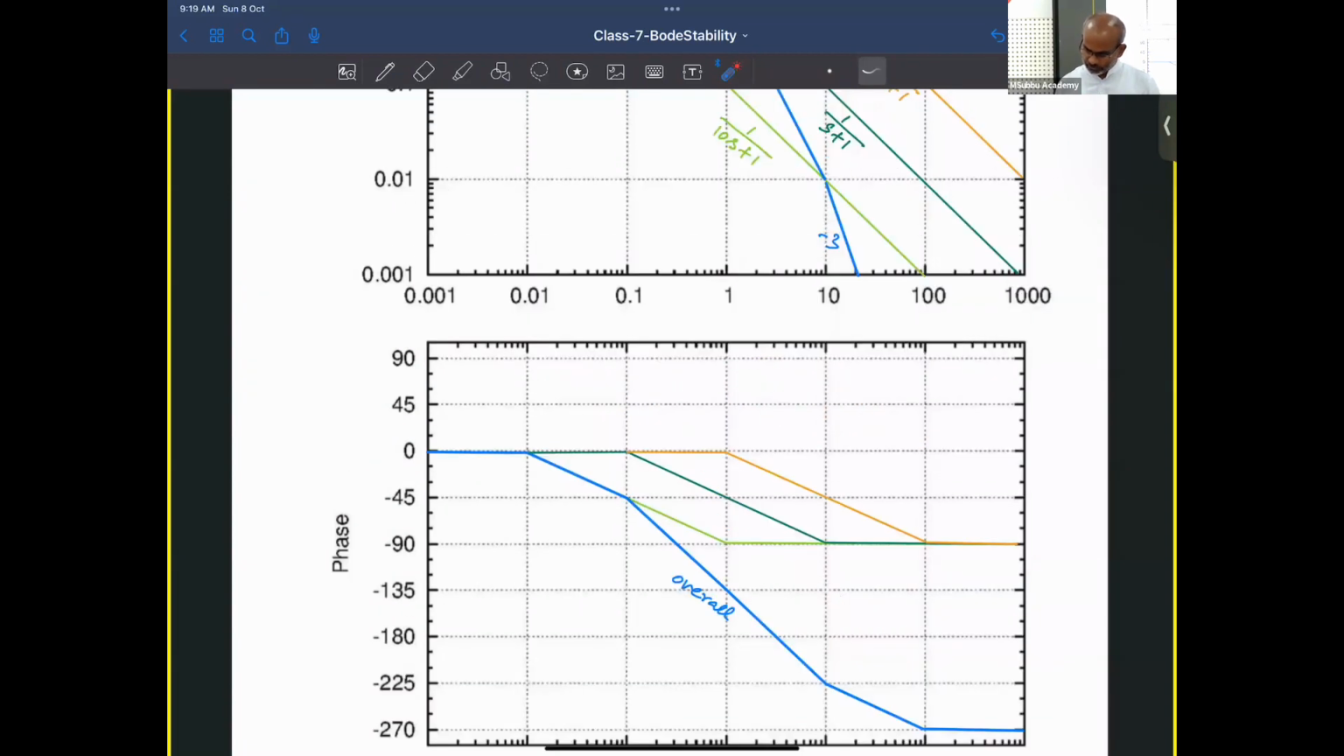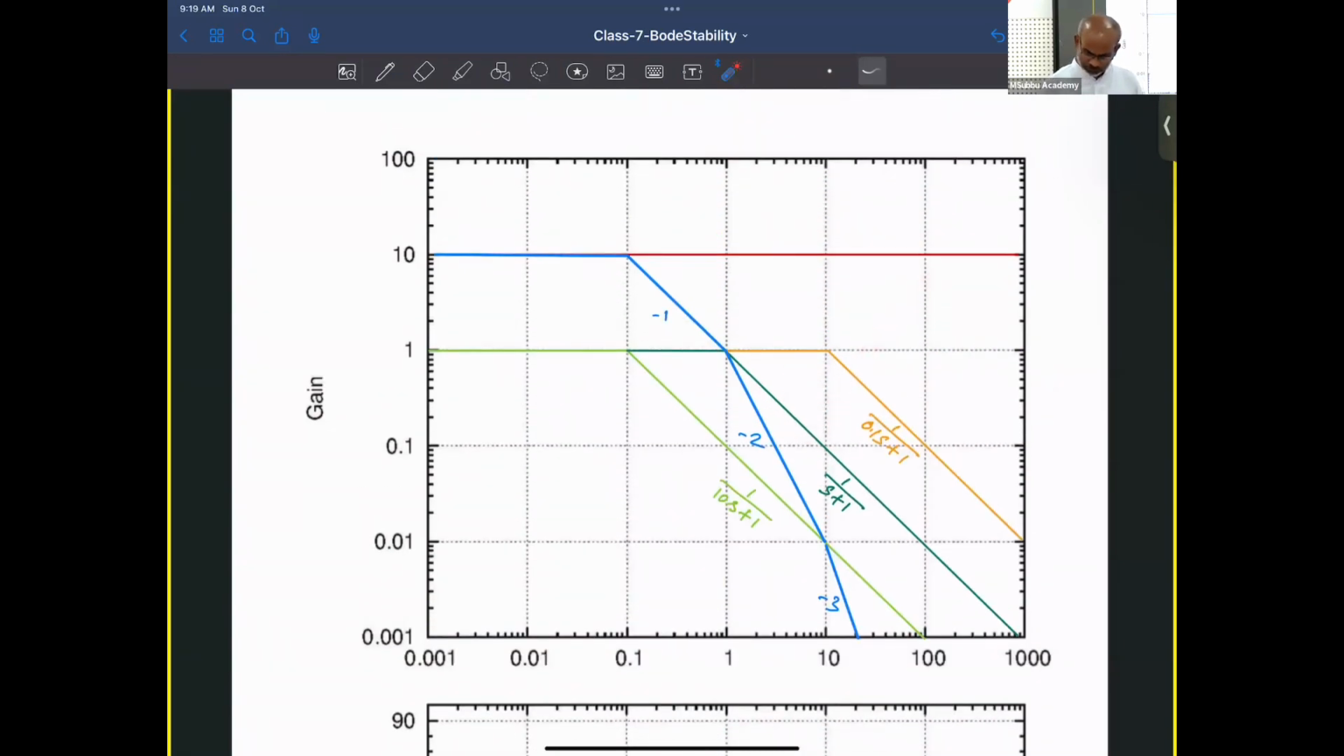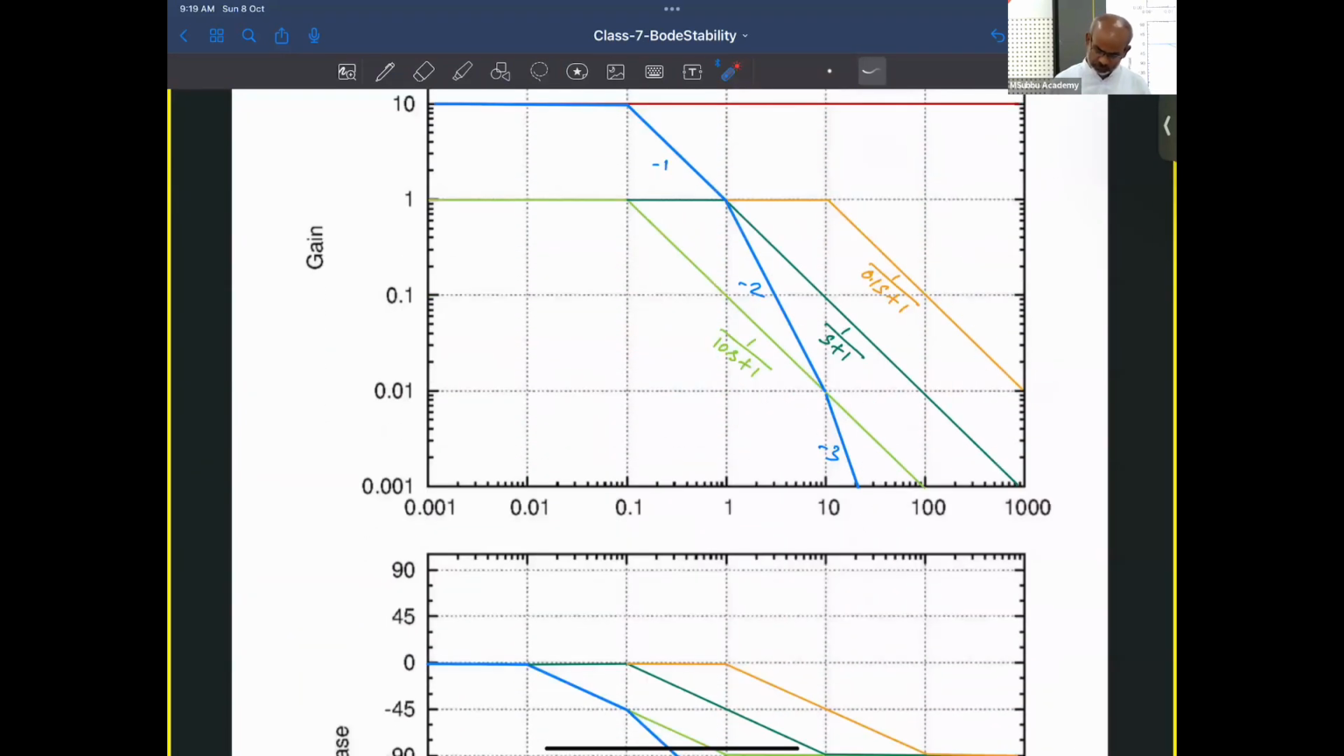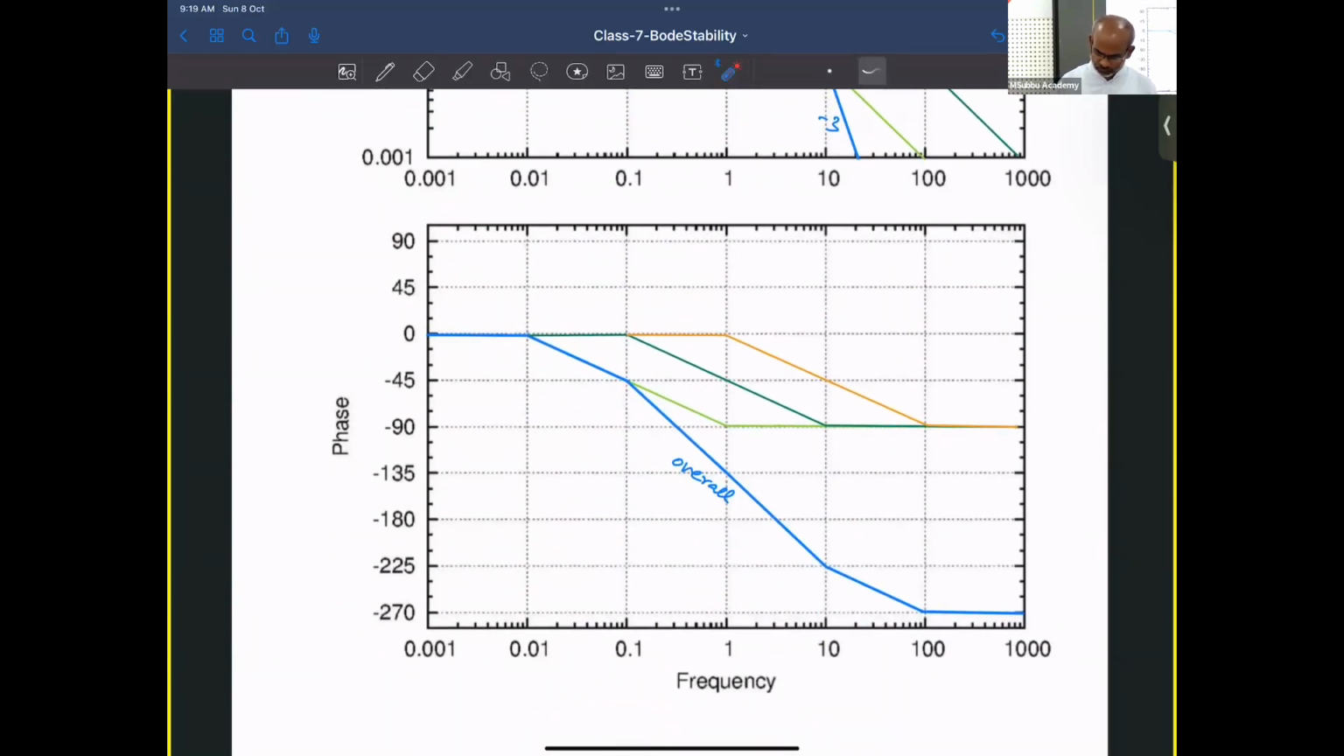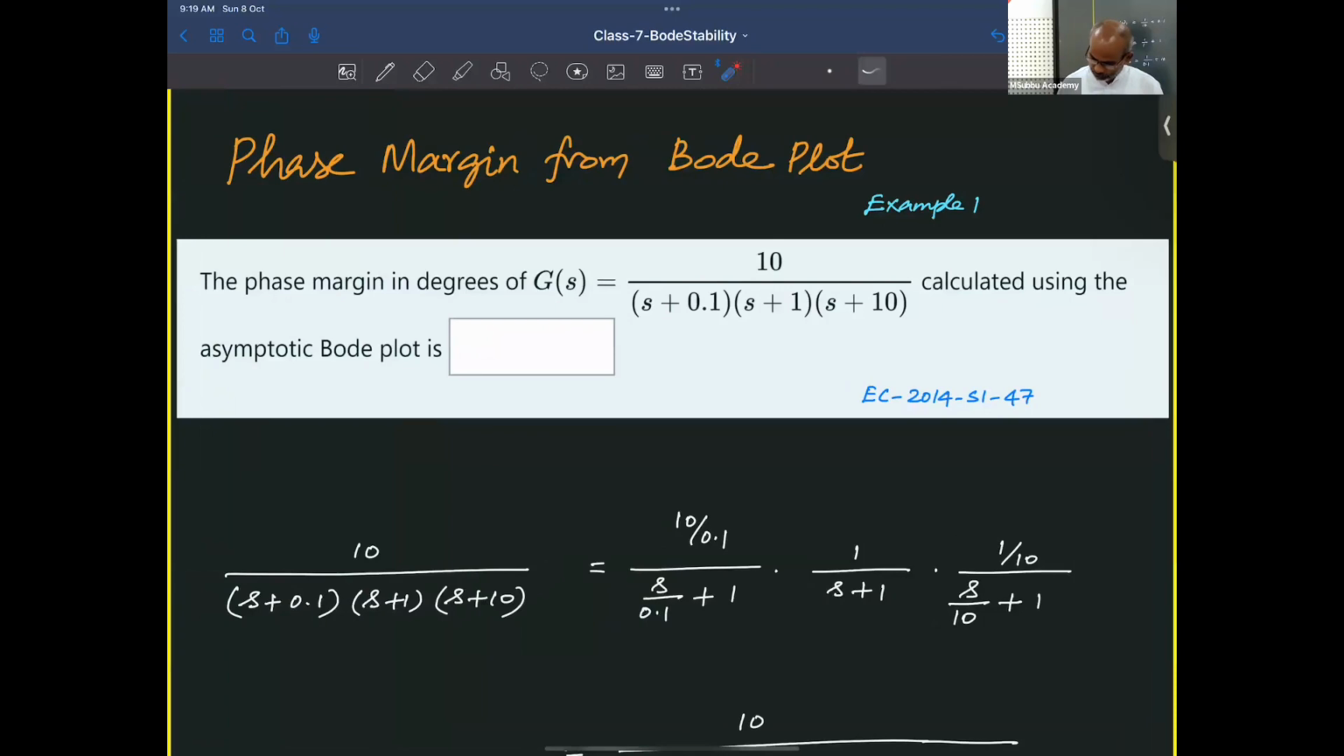Normally we draw these asymptotic lines for the gain plot, but even for the phase plot we can do it, at least for systems like first order, PD controller, PI controller, like that. For second order system, because of the effect of zeta, it is slightly tricky. We'll see that with an example in the coming class.